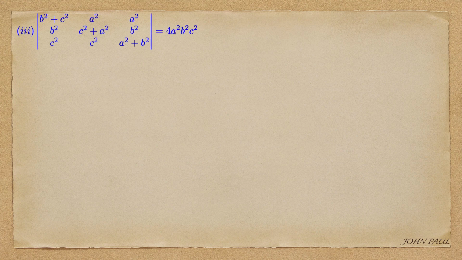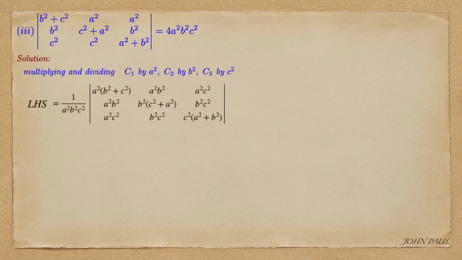Third problem, the determinant equal to 4a square b square c square. Solution: we'll multiply and divide C1 by a square, C2 by b square, C3 by c square. Same as the previous problem. Therefore, left hand side is equal to 1 by a square b square c square times the determinant. The multiplication is inside the determinant, and the division is outside the determinant.